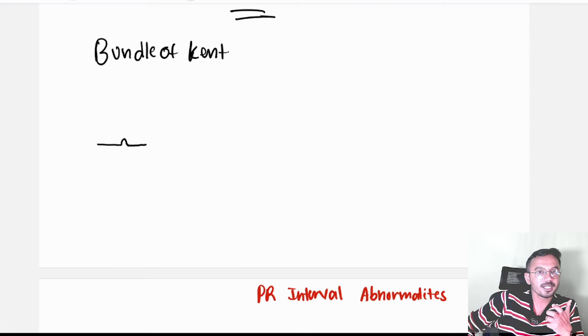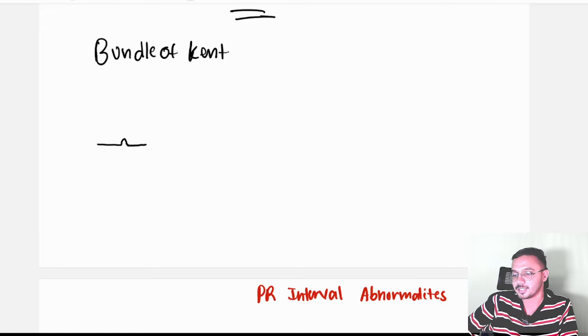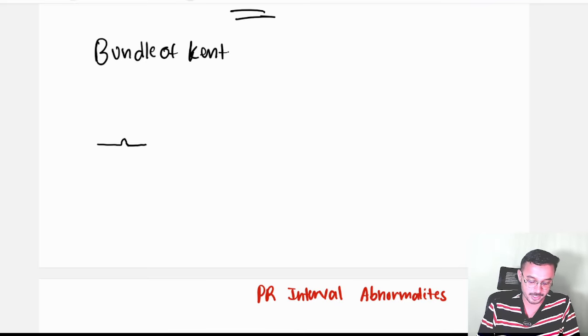Why it is absent is that the current is not flowing from AV node to bundle of His, and it is directly going to the Purkinje fibers and all. I taught you that the Q wave gets generated in septal activation, right? When the current flows through the interventricular septum, then the Q wave gets generated. Here the current is not going through the bundle of His. It is abnormal current, skipping the pathway. So that's why there is an absent Q wave in this condition.